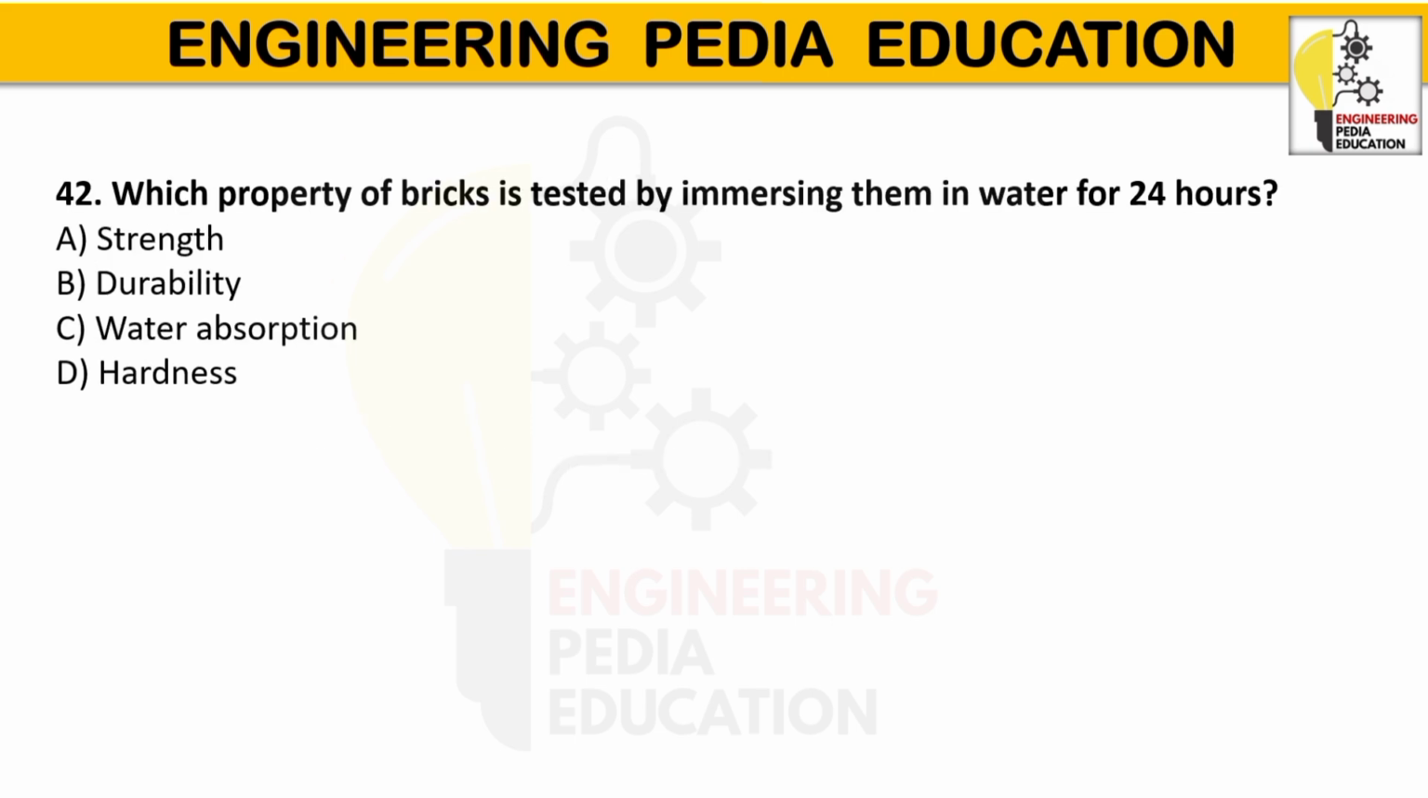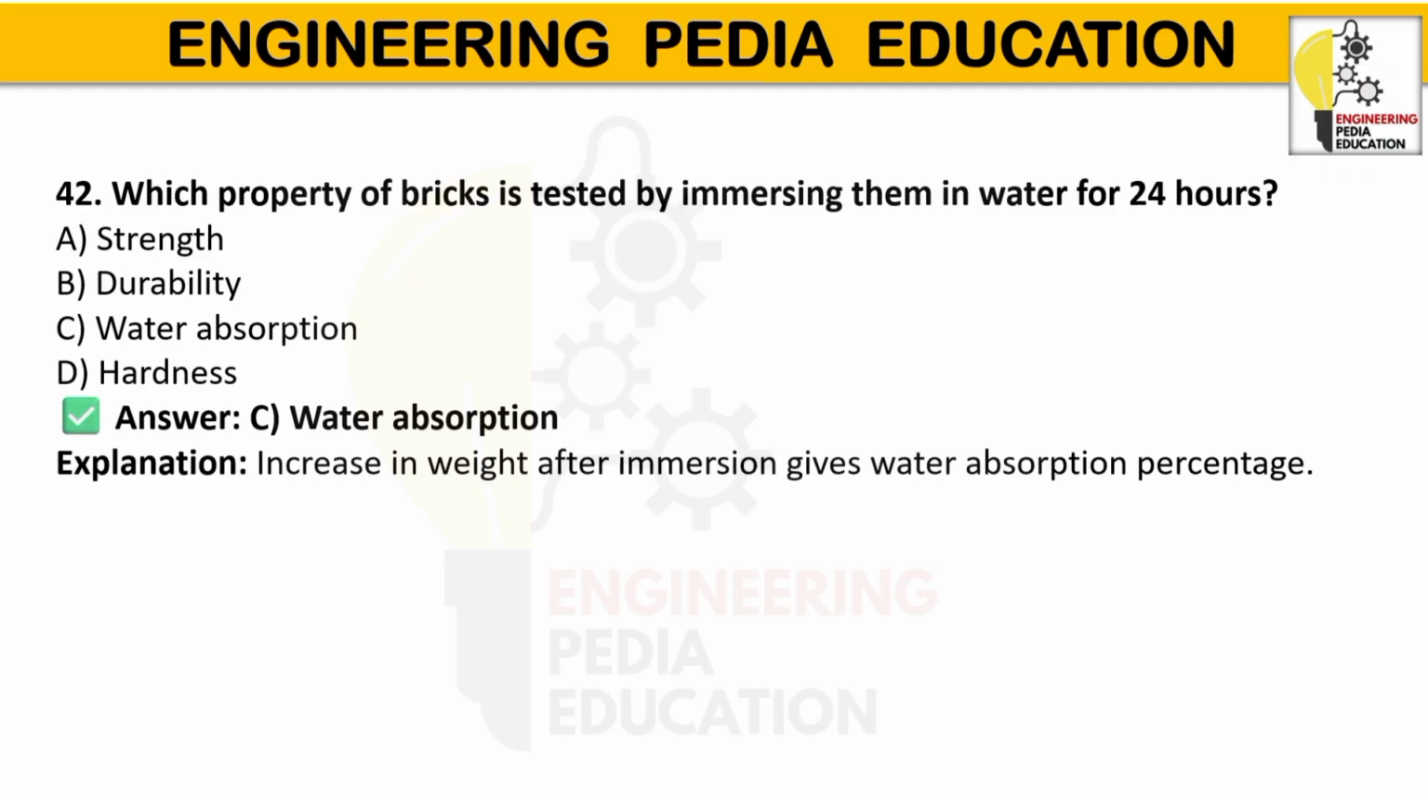Which property of brick is tested by immersing it in water for 24 hours? Strength, durability, water absorption, hardness. So for immersion of brick for 24 hours, which property is tested? It is water absorption. Firstly, we calculate the dry weight of the brick, then the water immersed weight, and the difference gives the water absorption. Increase in weight after immersion gives water absorption. It tells how much water is absorbed by the brick.